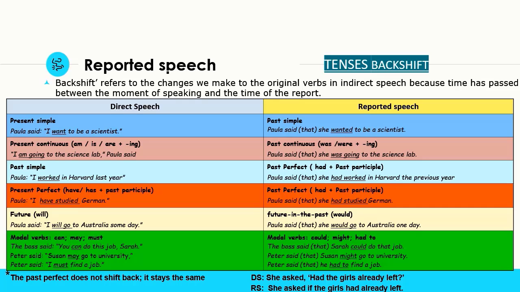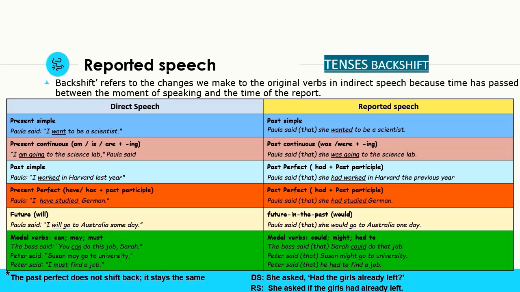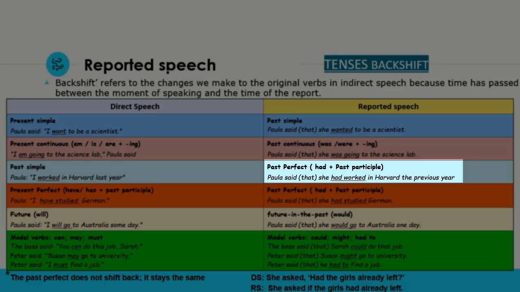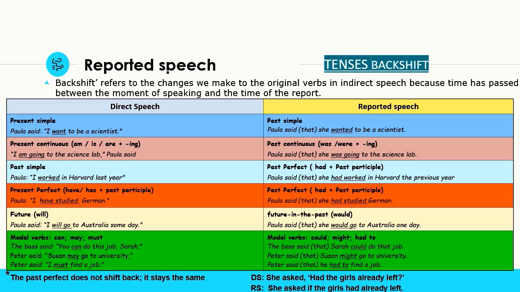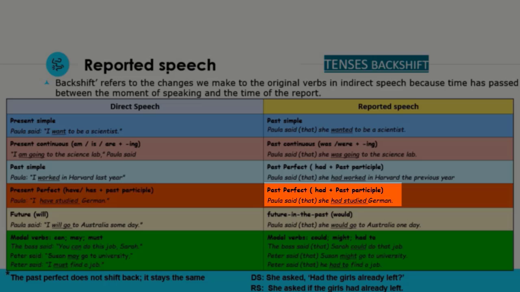In the third example, the past simple work becomes the past perfect in reported speech had worked. In the fourth example, the present perfect of the verb study, have studied, becomes the past perfect of the same verb in reported speech had studied.